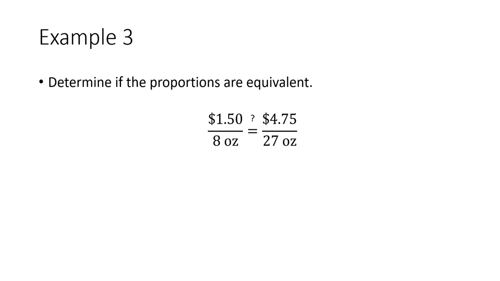Finally, once again, even if the units are different, cross multiplication still works. So we want to see if these two proportions are equal. 4.75 times 8 ounces. We want to know if that's equal to $1.50 times 27 ounces. 4.75 times 8 is equal to 38. 1.5 times 27, 40.5. So again, these are not equal.